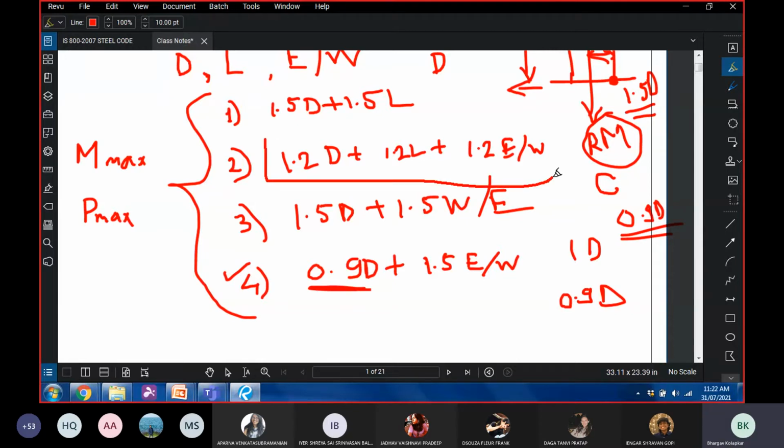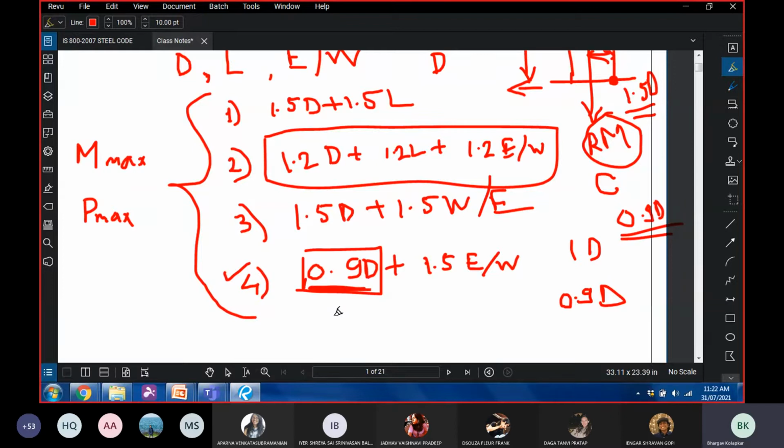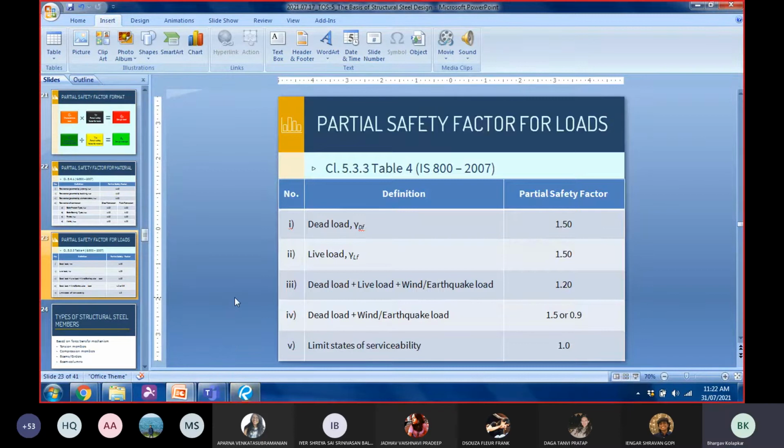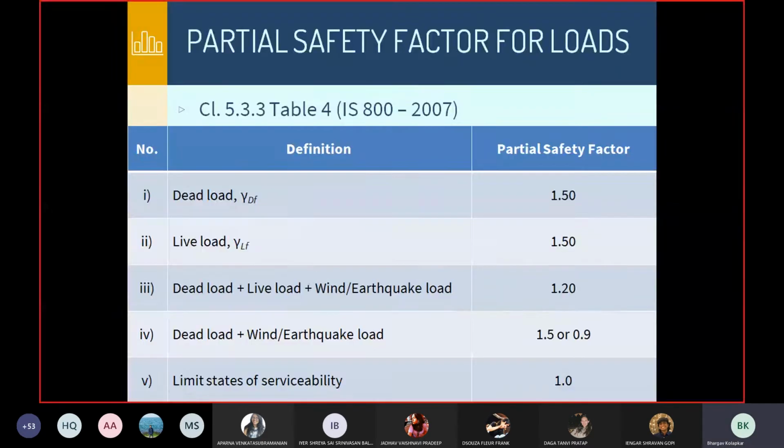So the possibility of all these three occurring at the same time is less. Therefore, the factor is reduced to 1.2. The reason we use 0.9 is that we are talking about overturning moment, where dead load helps us. When something is helping us, let us not overestimate its help. Let us underestimate it. Therefore, we use a factor of 0.9. And that is what is very loosely presented in this table, because we really need not get into the details of it. You just need to understand what these numbers mean. What does 1.5 mean? What does 0.9 mean? And so on.